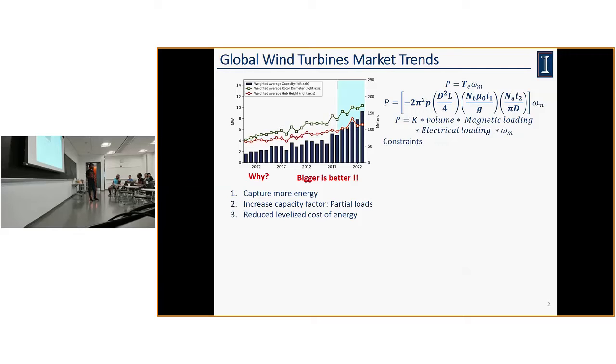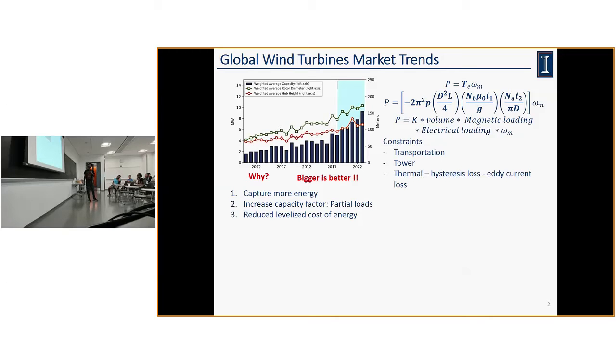But can we go for a large machine? No, we have some constraints. For example, if you want to build a big machine, you have to transport it to the installation site. That has a typical constraint because road widths are 4 meters, and we don't design machines of more than 4.5 meter diameter. When the volume goes high, the weight goes high. We were talking about offshore wind turbines, so then the tower cost will increase.